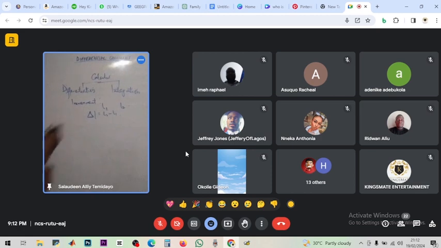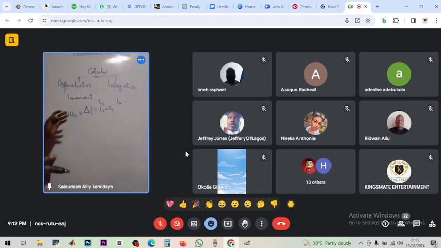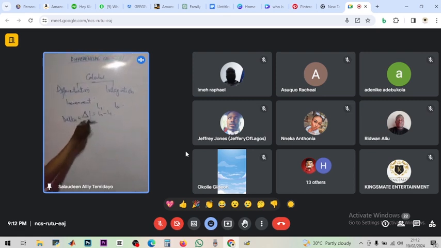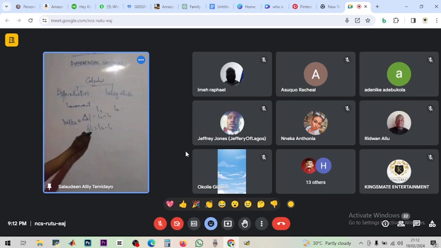Delta, as I said earlier, is a Greek alphabet. We have alpha, beta, gamma, psi, rho, pi, omega, and the likes. So this is delta, the capital letter. I see it somewhere also like this. Delta L equals L2 minus L1. This is the small letter.